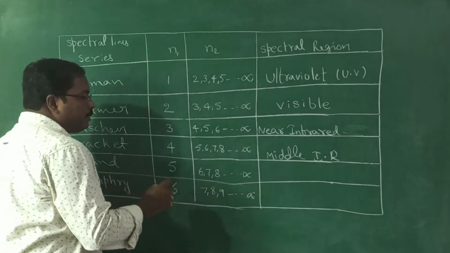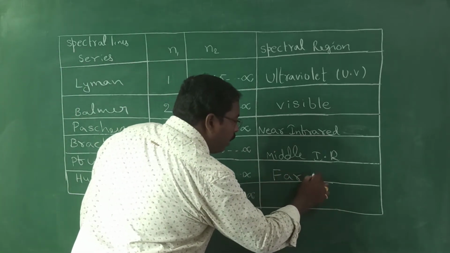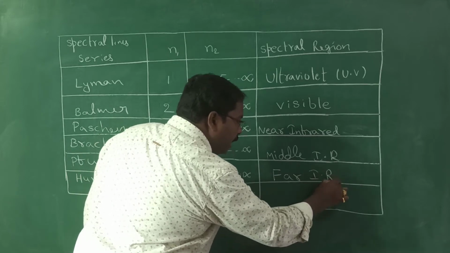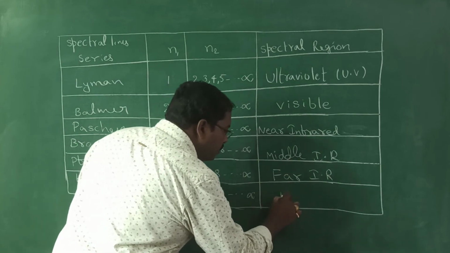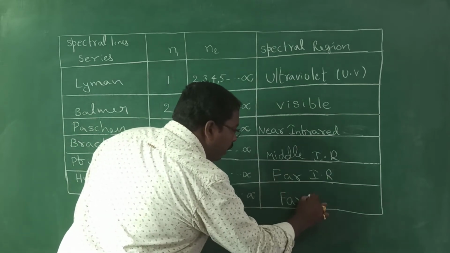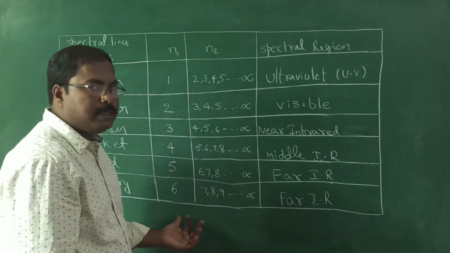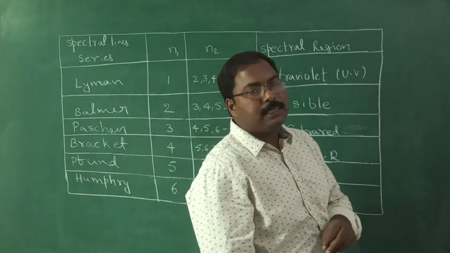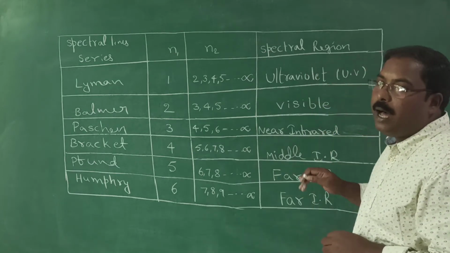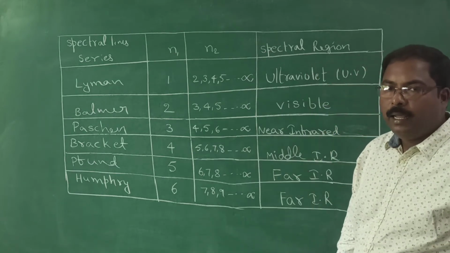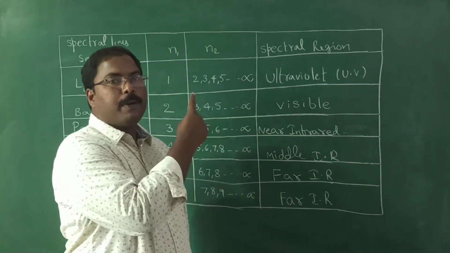Now coming to Pfund series, these spectral lines are observed in far infrared region. Even coming to the last one, Humphreys series of lines are also observed in far infrared region. Okay? Both Pfund series of lines as well as Humphreys series of lines are observed in far infrared region. Okay? For competitive exam point of view, these are also important.